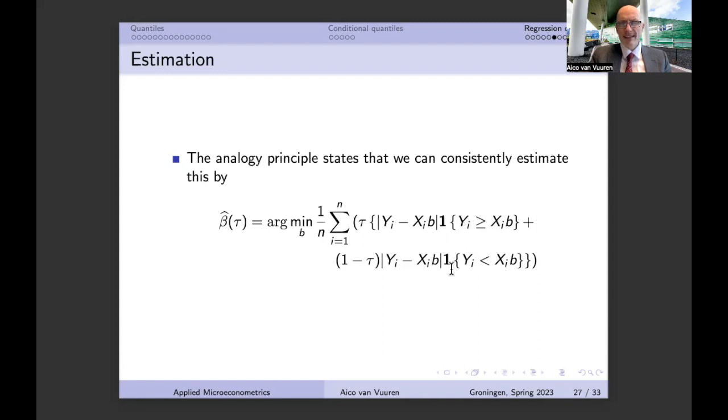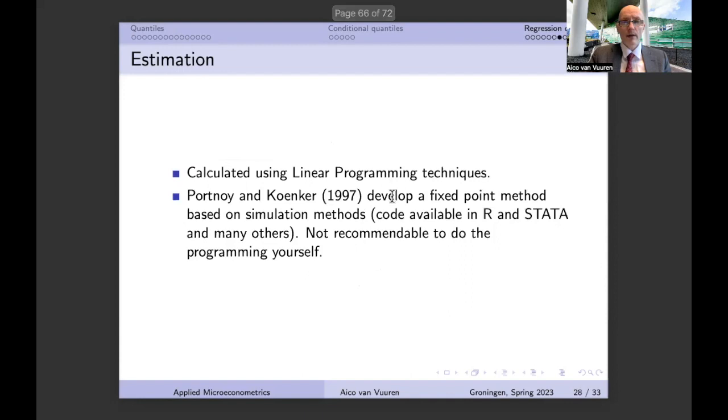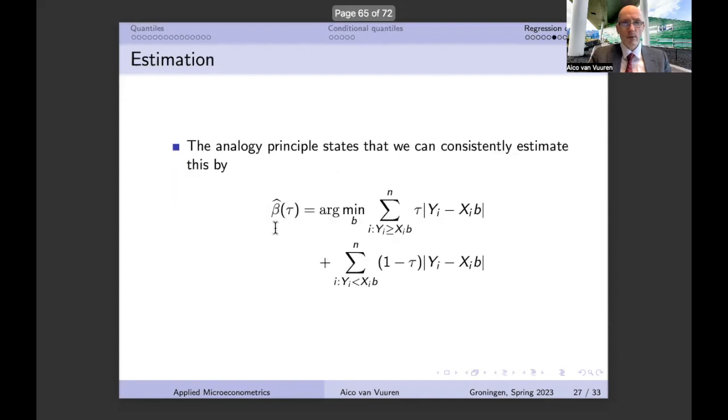And we can do exactly the same thing with respect to this part of the sum in order to get this criterion function that we have over here. This criterion function we can minimize, and you can actually show that this minimization problem can be written as a so-called linear programming model. And therefore we can use linear programming techniques in order to minimize this function that we have over here.